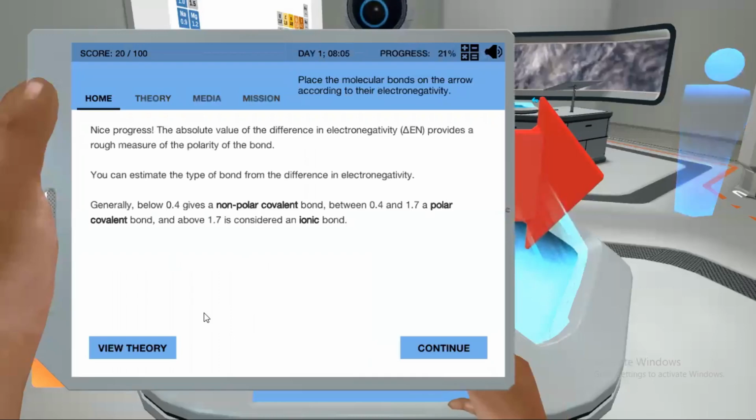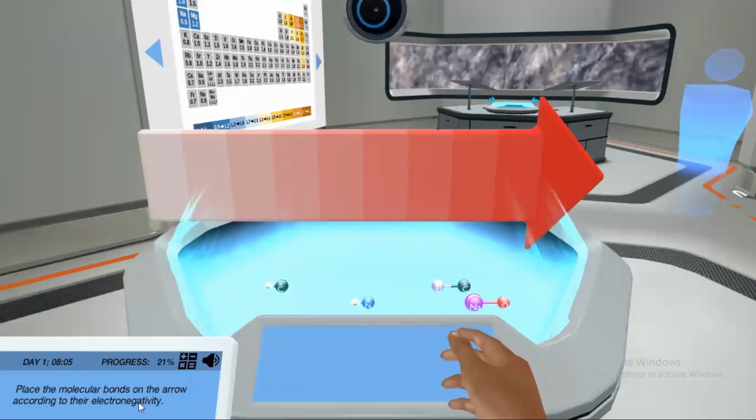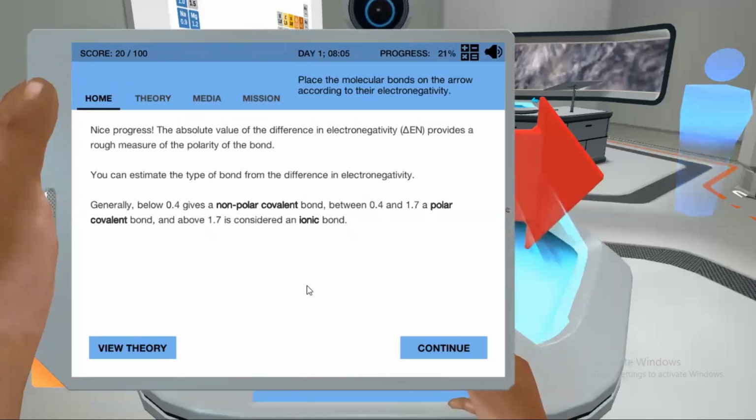Nice progress. The absolute value of the difference in electronegativity provides a rough measure of the polarity of the bond. You can estimate the type of bond from the difference in electronegativity. Generally, below 0.4 gives a nonpolar covalent bond, between 0.4 and 1.7 a polar covalent bond, and above 1.7 is considered an ionic bond.